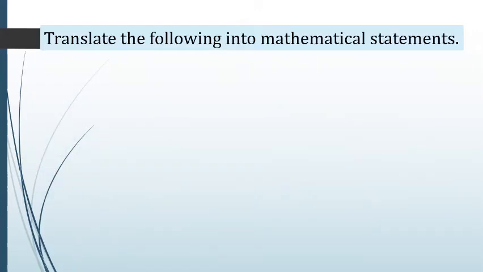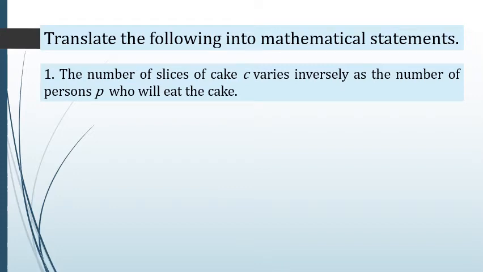So, ngayon, i-translate natin ang following mathematical statements into mathematical equation. So, for instance, meron tayong the number of slices of cake, C, varies inversely as the number of persons, P, who will eat the cake. So, paano natin isusulat? Makikita natin yung C. C stands for the number of slices of cake. So, dito mababasa nyo, we have inversely. So, ganito natin isusulat. We have C.